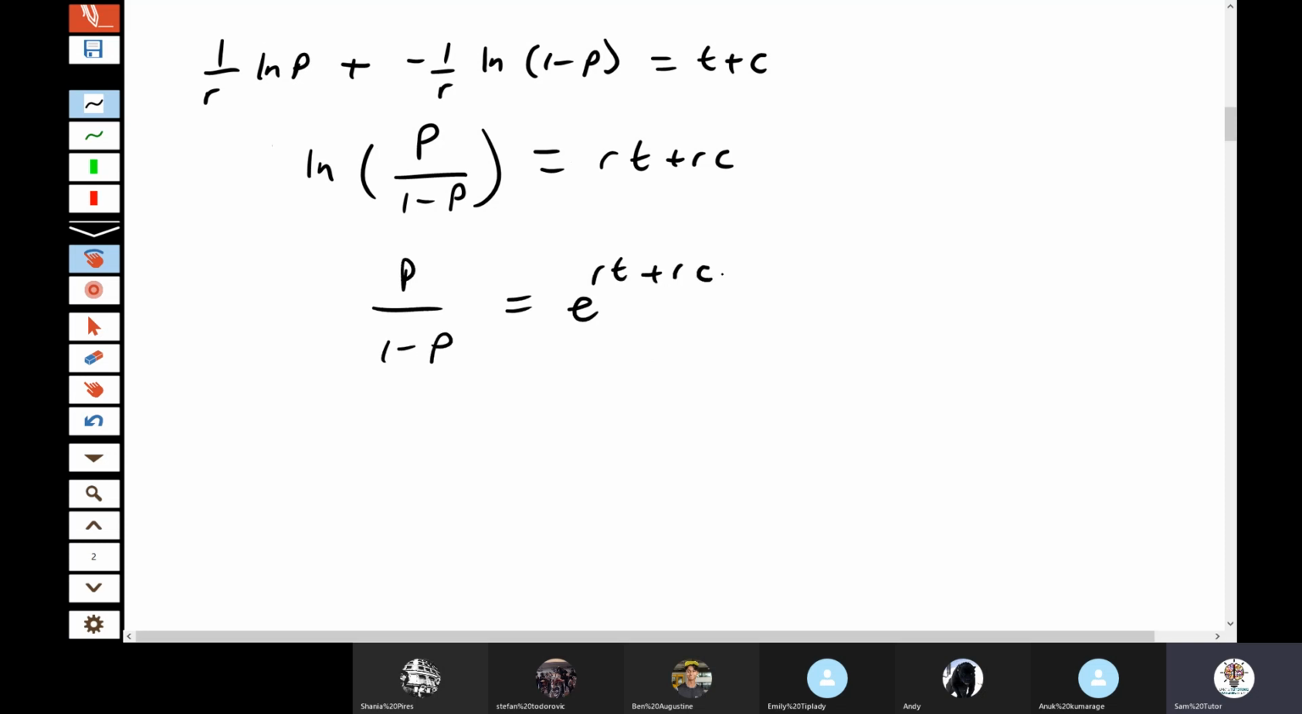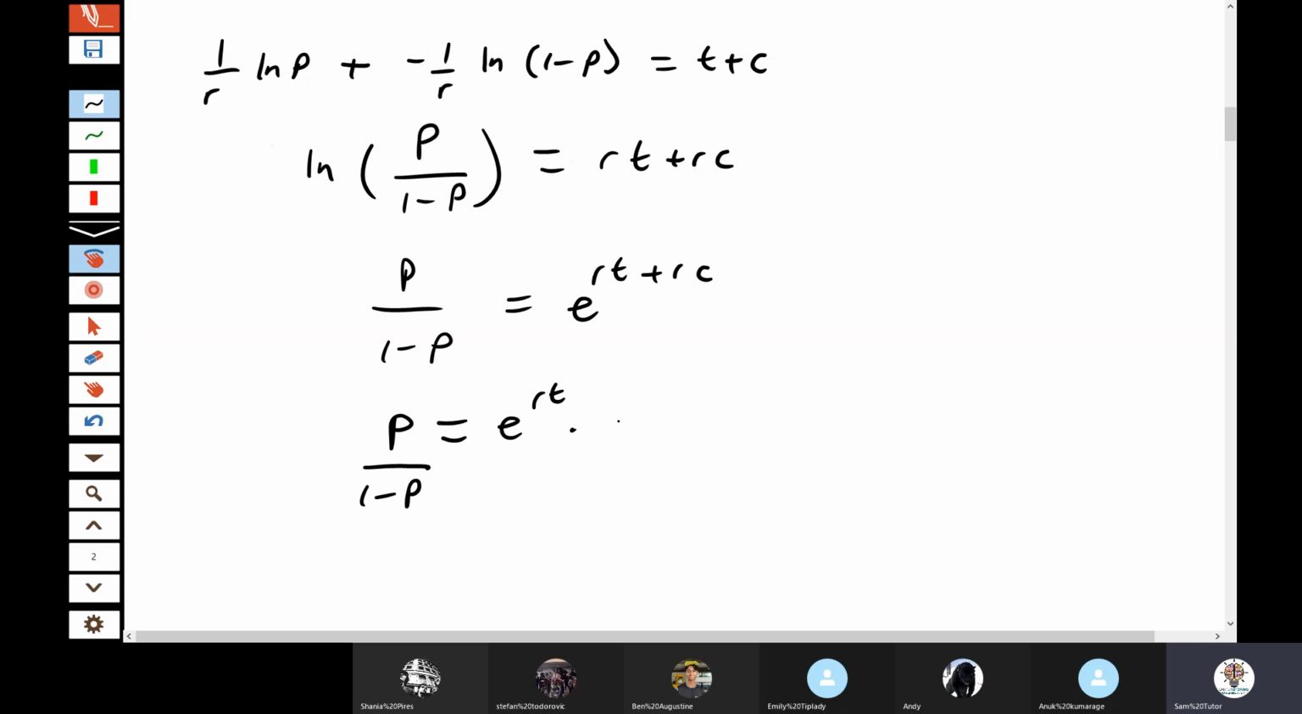ERT plus RC. So good. We're solving for P, as I keep saying. What are you going to do now? I'm going to multiply the denominator over. You'll probably be like, well, that doesn't do much, but watch. P equals ERT. I'll do it slower. On 1 minus P. Okay. Can we see that that's plus RC? What am I going to change that to?